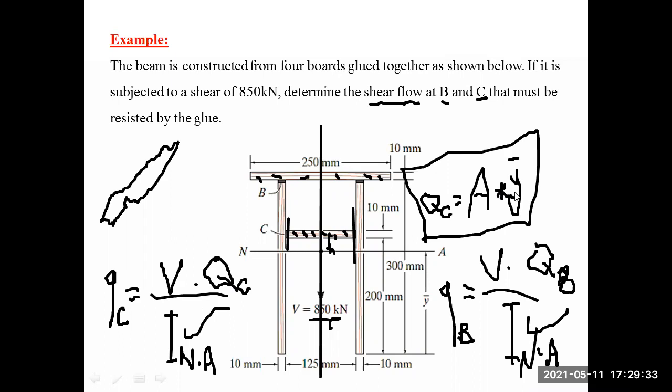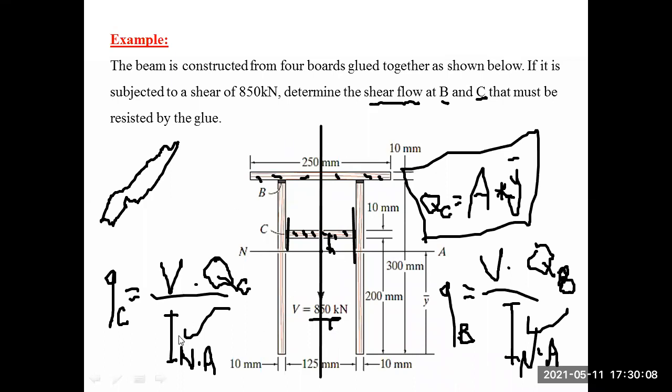Q is the area times how far it is from the neutral axis. How far the element is from its centroid to the neutral axis. So the area of that element times how far that element is from the centroid, you calculate it from the centroid of the element to the neutral axis. That's what Q is. V is the shear force, I is the moment of inertia about the neutral axis of the whole composite shape.